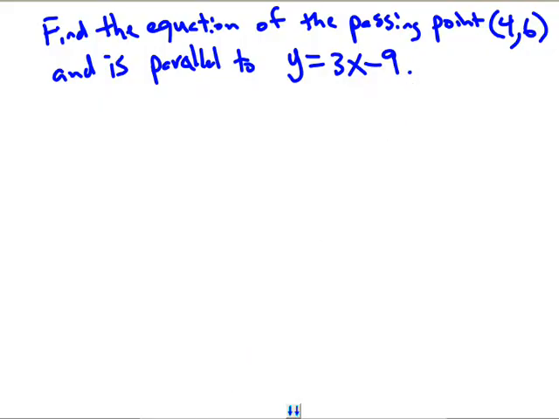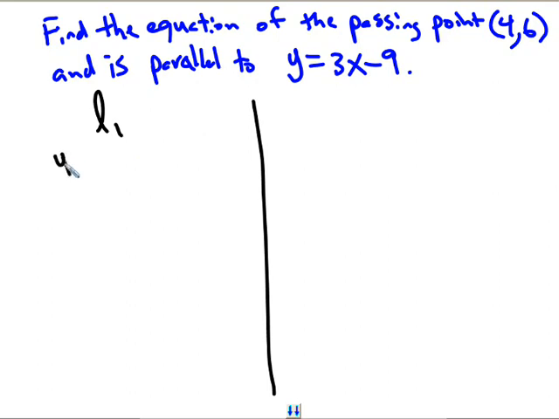y is equal to 3x minus 9, okay? And the next side will be L2, okay? Now they're not going to want us to just give the slope. They're going to want us to write the equation. So this one's going to be y is equal to 3x minus 9. And we need to find the equation of L2.